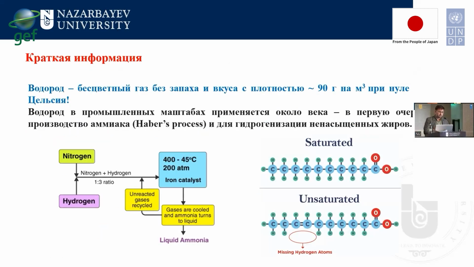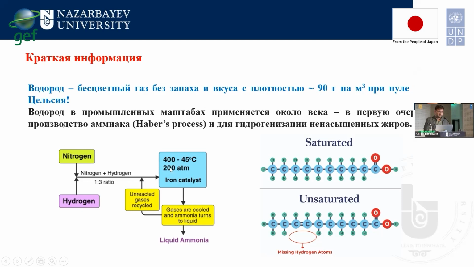This information maybe is known to everyone. Hydrogen is a gas without color and smell, with a density of around 90 grams per cubic meter at 0 degrees Celsius, and hydrogen has been used on an industrial scale for around a century already, so it's quite a well-studied element, and it's used in the Haber process and for hydrogenation of unsaturated fats, to get hydrogenated oils.